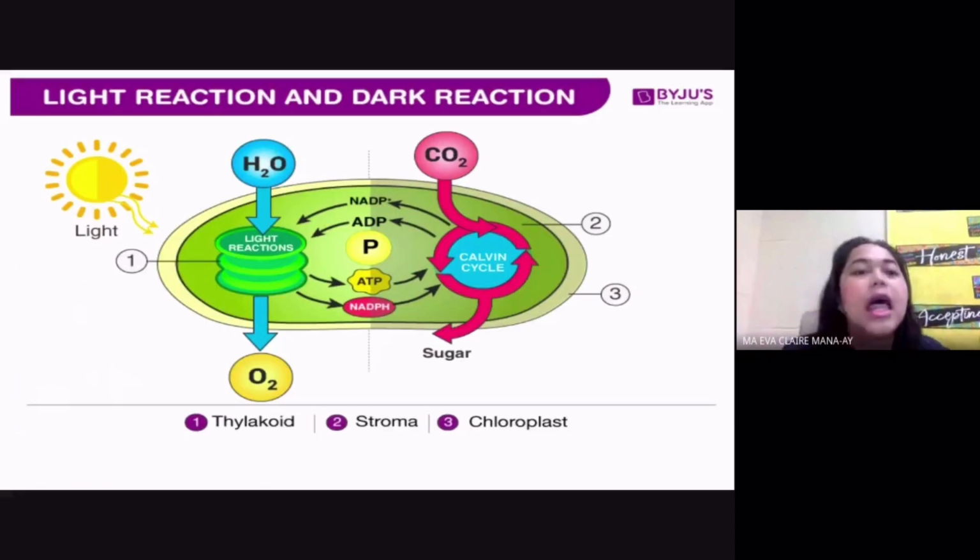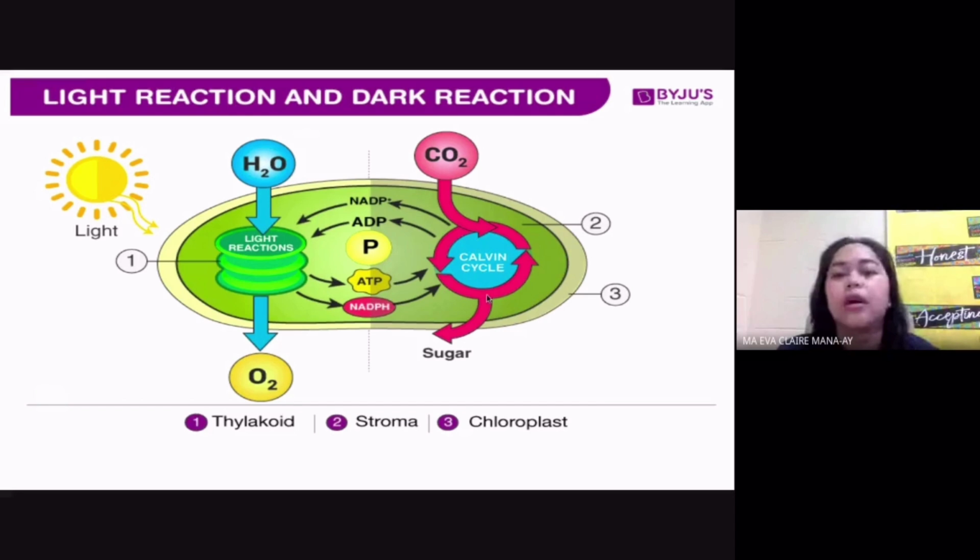Now, again, your light reaction and dark reaction, I hope this is all clear. We have the light reaction, which uses sunlight. Sunlight here is converted into ATP and NADPH. Another thing that happens is that water is converted to oxygen. This happens in the thylakoid, because that is where you find chlorophyll, the green pigment of plants.